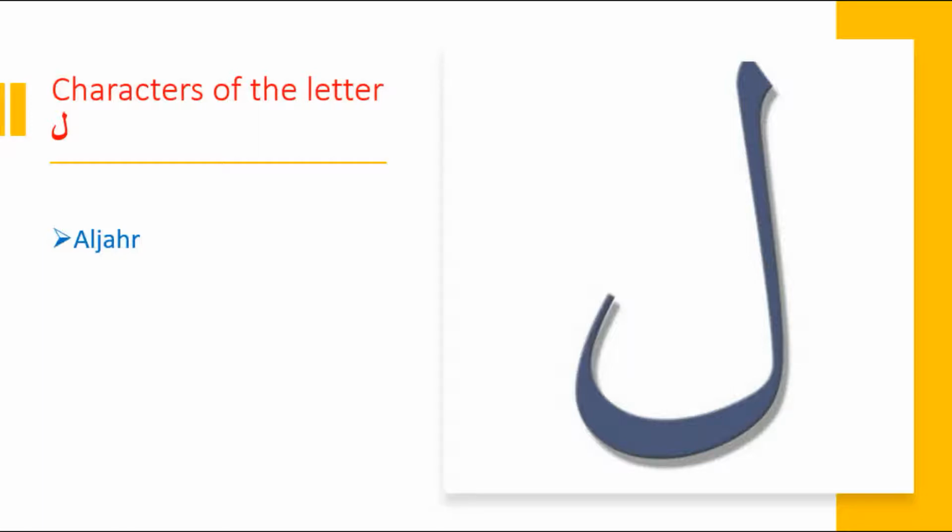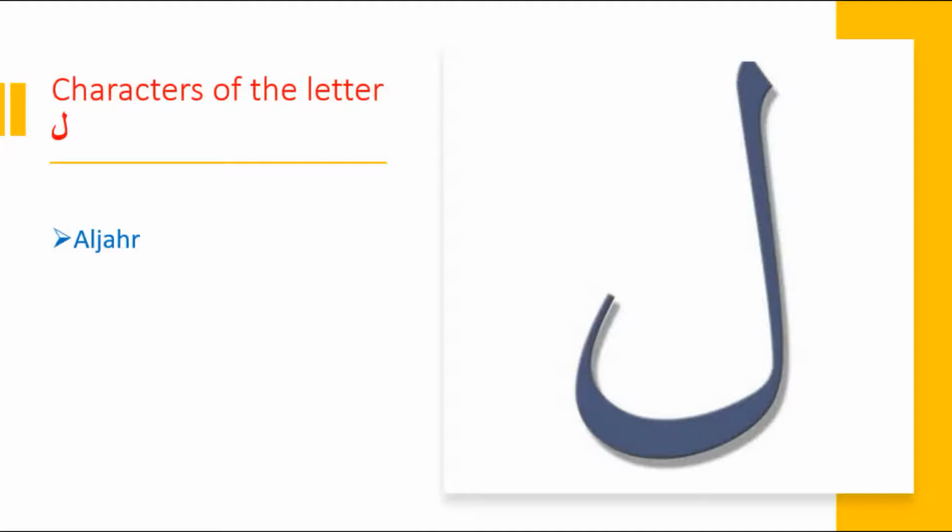When we have the letter of jahr, jahr means it is apparent, and it also means discontinuation of breath when pronouncing the letter. So, if you say al, there is no continuation of breath. The letter is pronounced without running of breath. But if you say seen, for example, there is continuation of your breath.